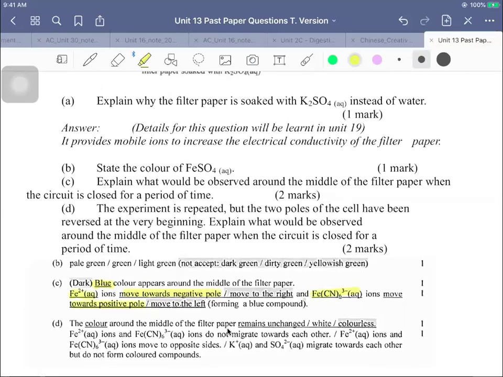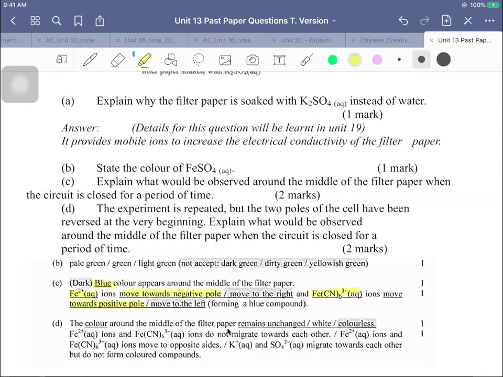So for this one, you're going to consider the movement of the ions, and then you consider, will they have any reactions, or is it just a mixture of the two colors? In this case, they're gonna have a chemical reaction and show a blue color, okay?